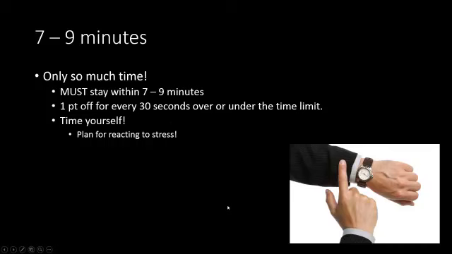Time yourself. Time yourself using your visual or your auditory aid, whatever presentation aid you choose. Practice, practice, practice so that you know exactly how it sounds, and understand that you may have specific nuances where you speak faster or slower when you get a little nervous, and factor that in. So practice, practice, and stick to that 7 to 9 minutes.